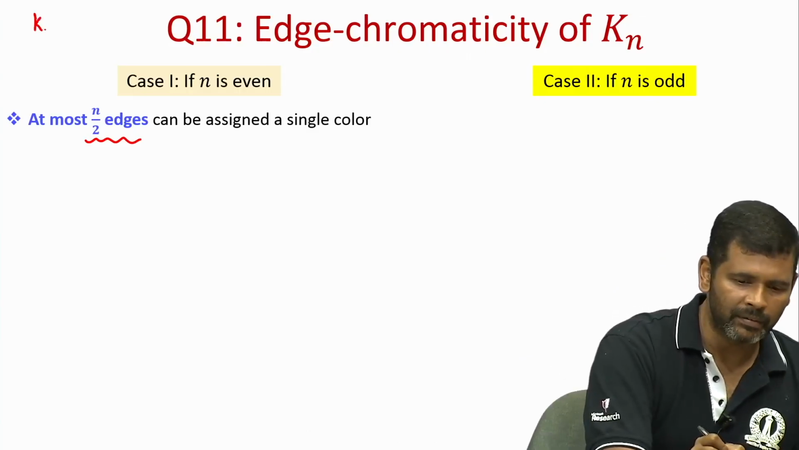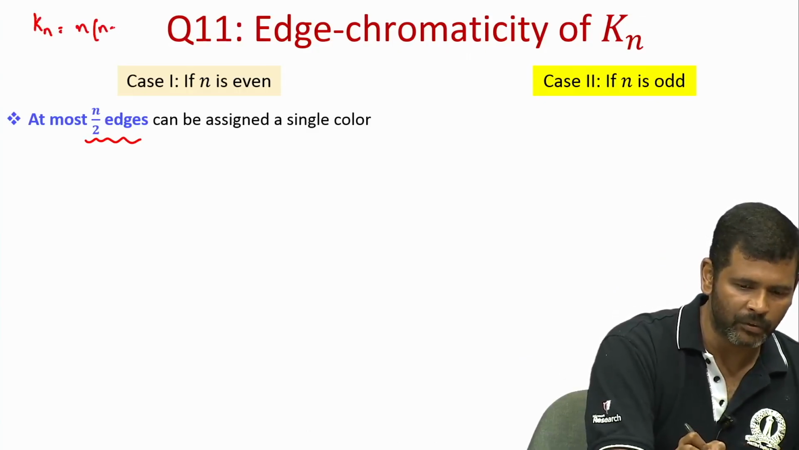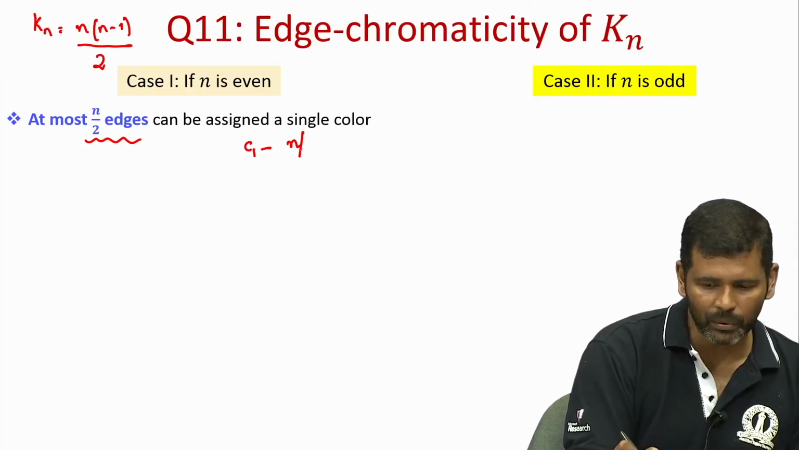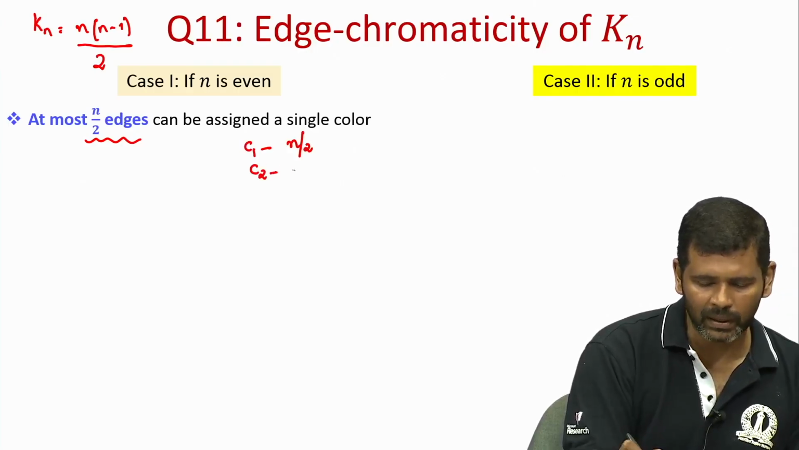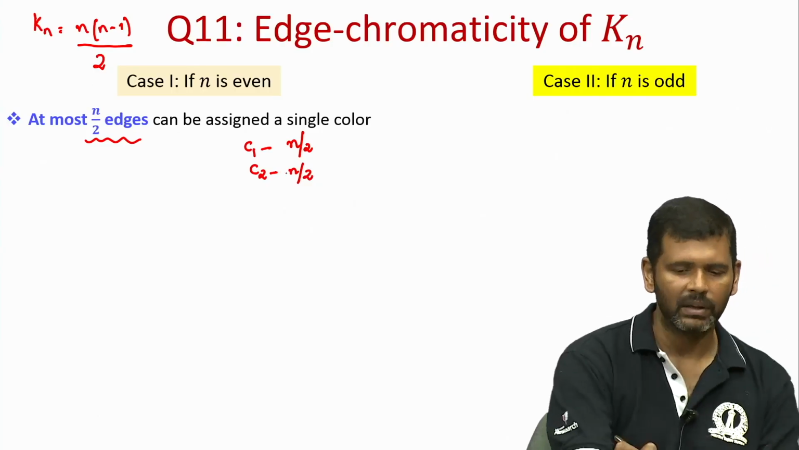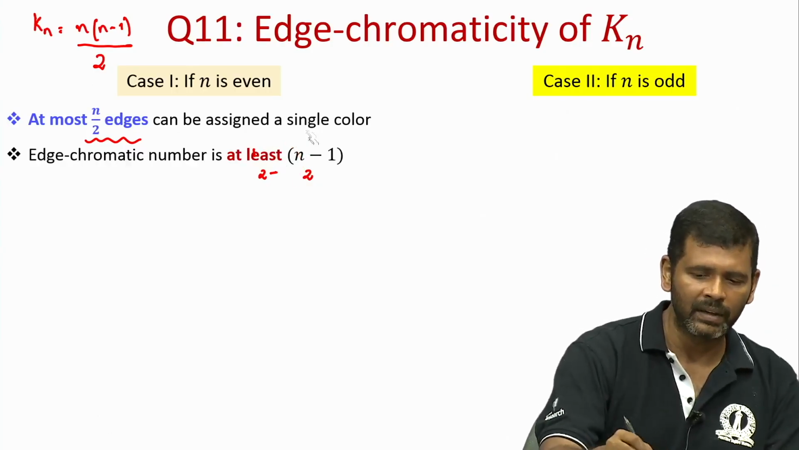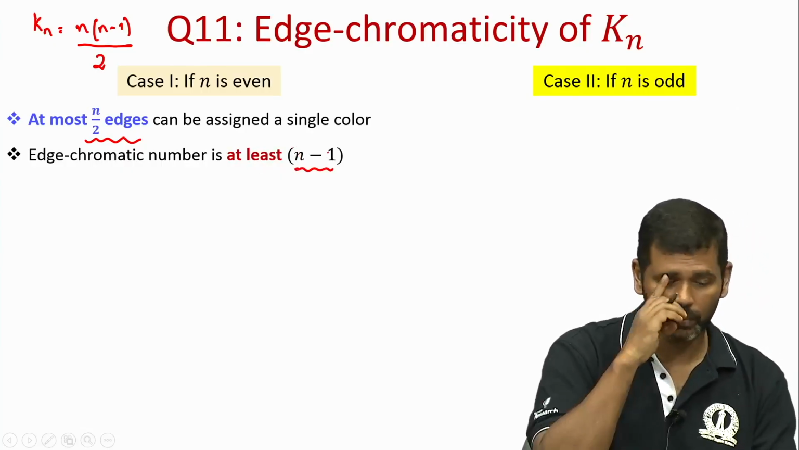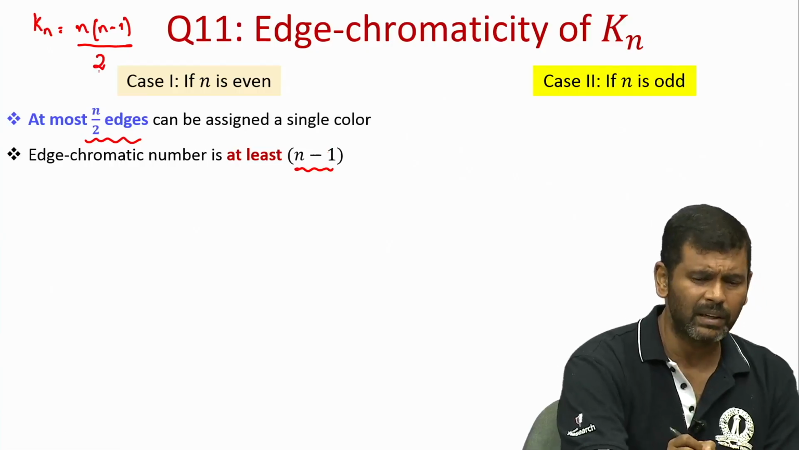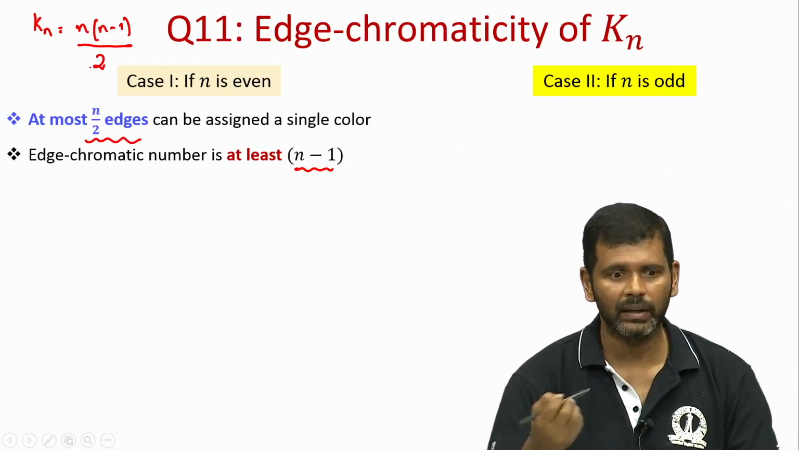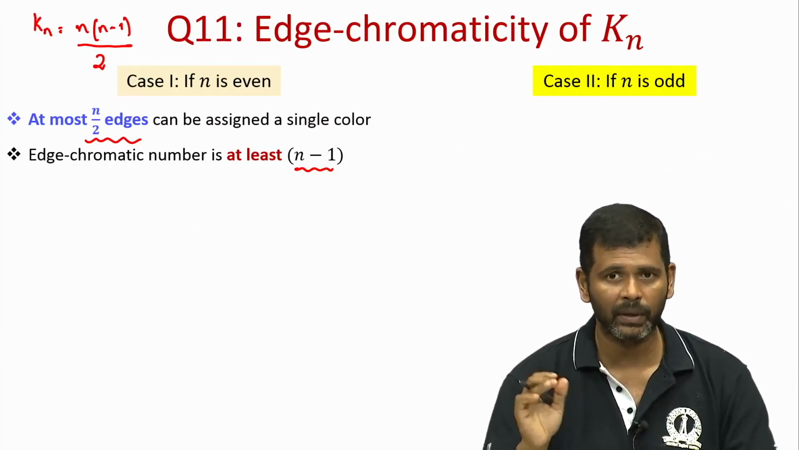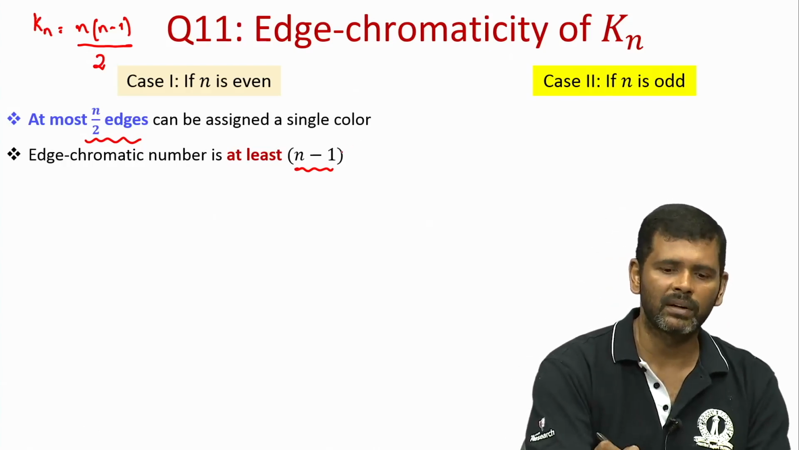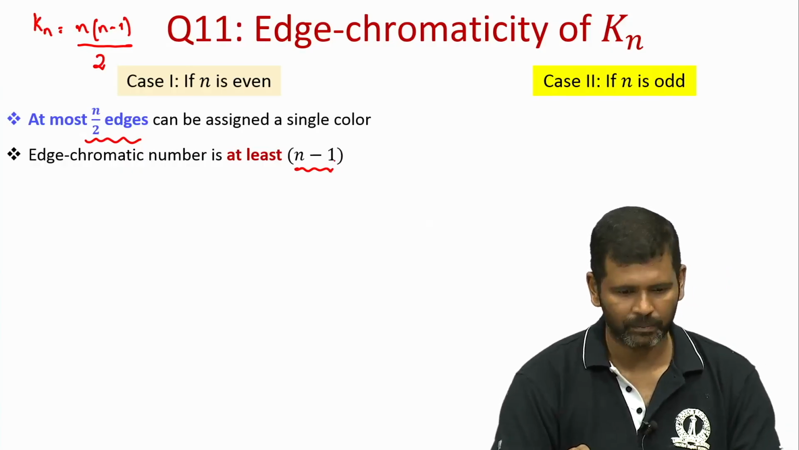Now, in a complete graph K n, I have n into (n minus 1) over 2 edges. So, with color number 1 I can take care of at most n by 2 edges. With color number 2 I can take care of another set of n by 2 edges. So, like that, how many colors will I require at least? I will require at least n minus 1 colors, because through the first color I can take care of n by 2 edges, through the next color I can take care of another bunch of n by 2 edges, and I have to take care of n minus 1 such bunches of n by 2 edges. So, that is why the minimum number of colors that will be required is n minus 1.